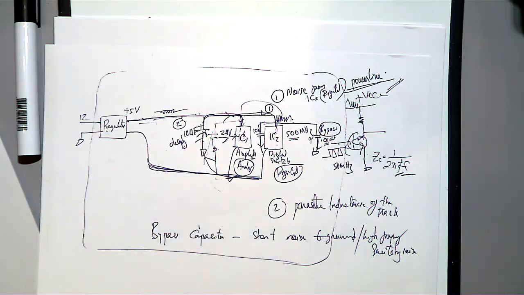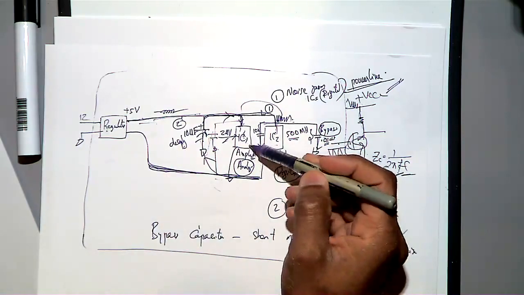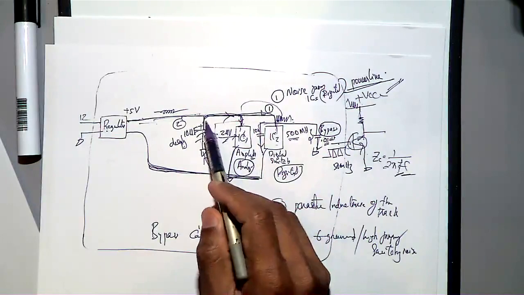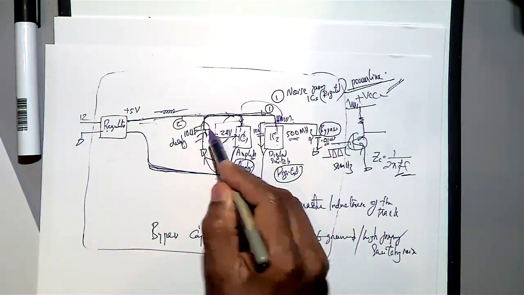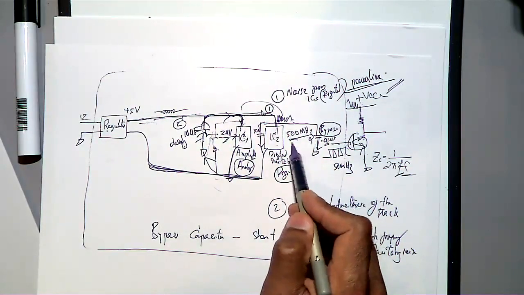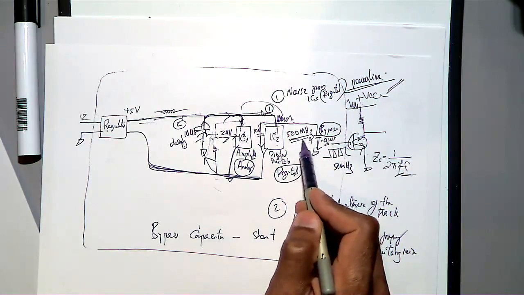So the high frequency return current, the current is flowing from this capacitor, because the transistor is switching on and off at 500 megahertz.